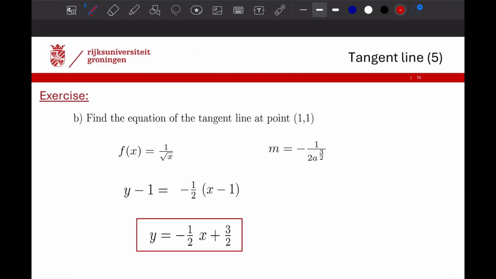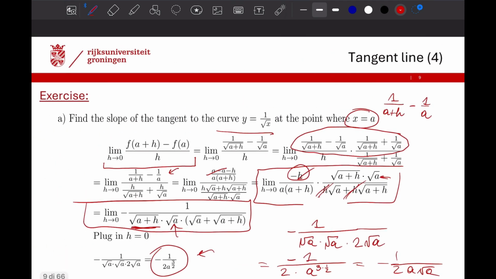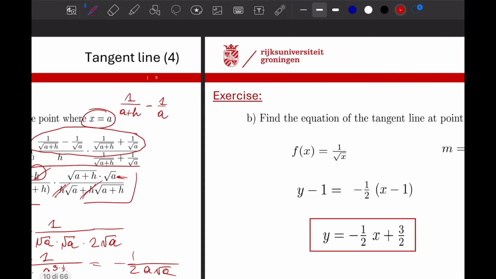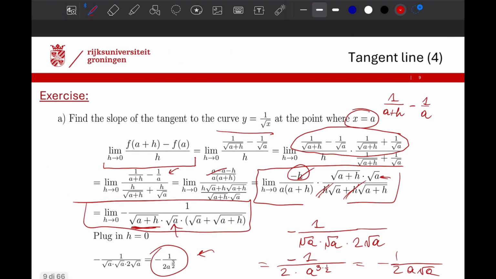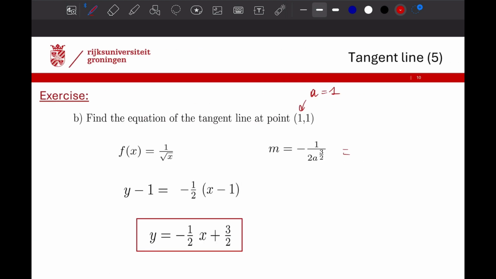So the second part of the question asks me to find the equation of the tangent line at point 1, 1. This is very easy because once I know the slope, so this is the general formula of the slope. In this case, my a is equal to 1. So if I plug in here 1, I basically just get -1 over 2. So my slope in this case is -1 over 2.